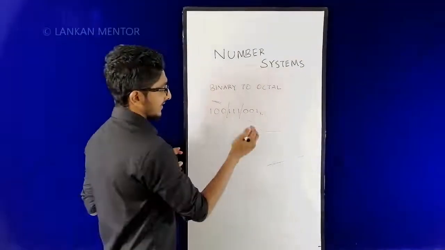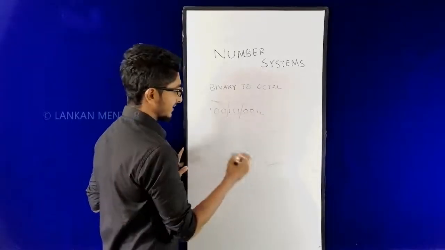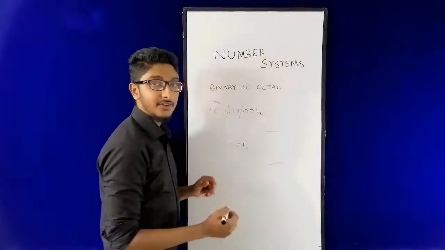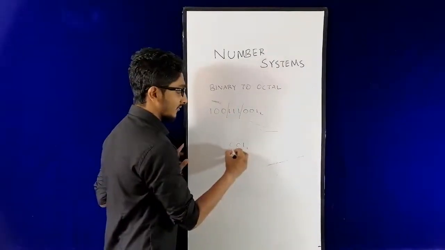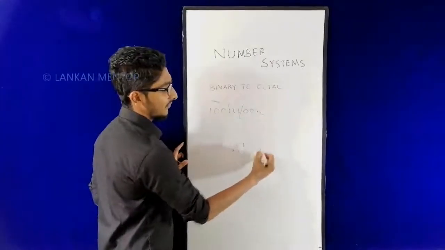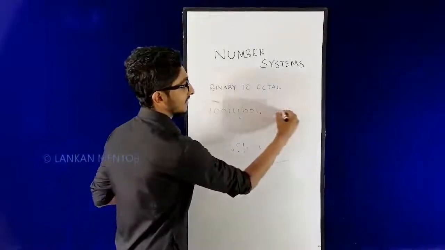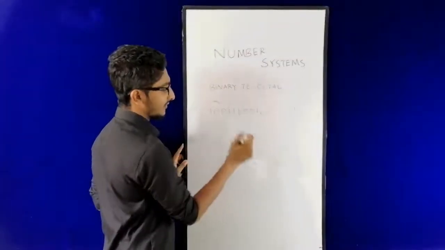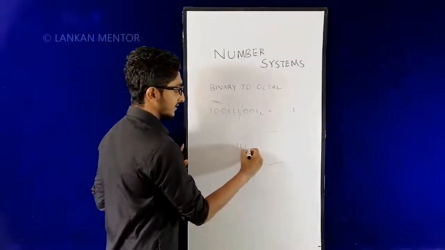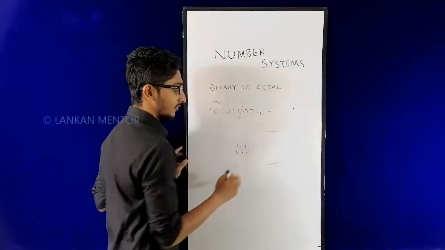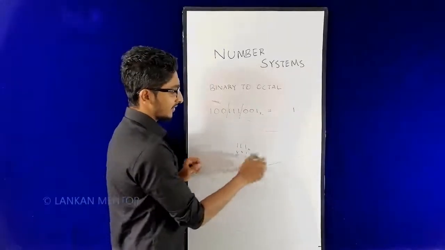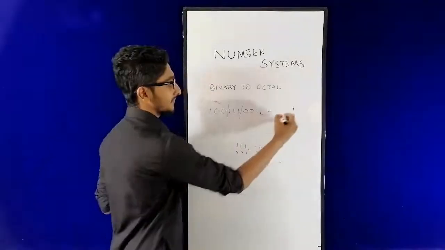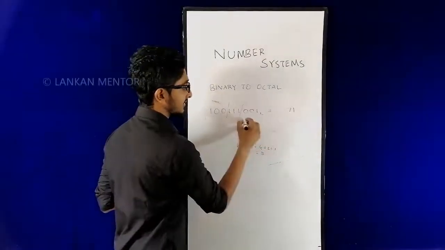Okay. So now, again you do the same thing. 0, 0, 1, base 2. So you find the value. 1, 2, 4. What is the value? 1. So you write 1. And again 1, 1, 1 base 2. So 1, 2, 4. 4 plus 2 plus 1. That is 7. So you put 7 here.